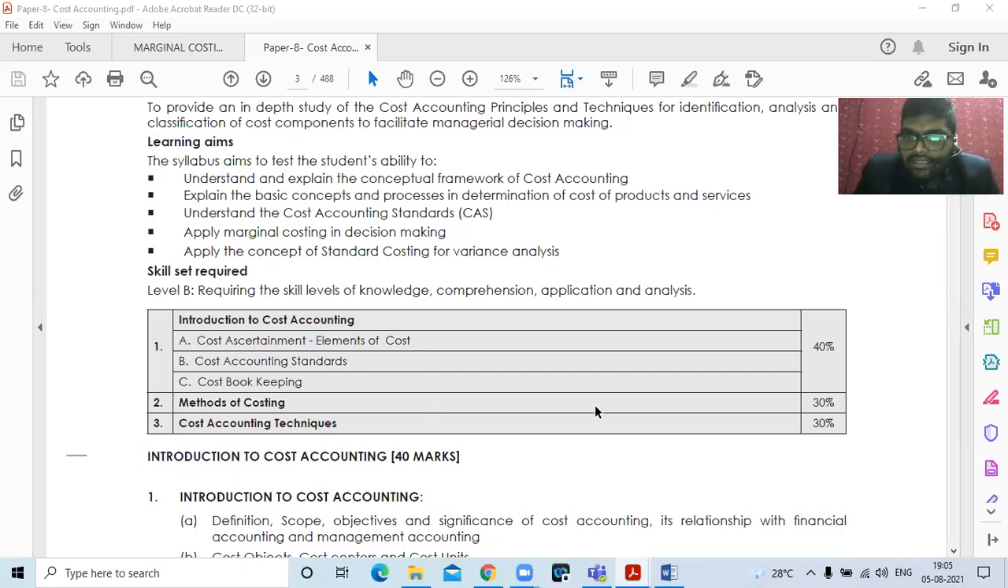Cost accounting techniques, that is related to standard costing, marginal costing, then budgetary control, that is there for 30 marks. Okay, so again I will suggest to all of you, start your studies, and I am also going to teach all of you from your cost accounting techniques only.